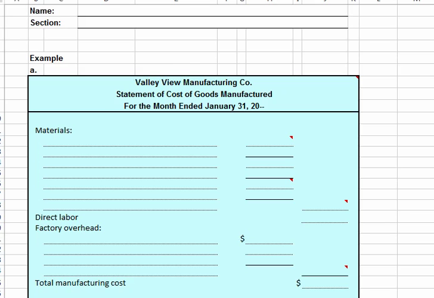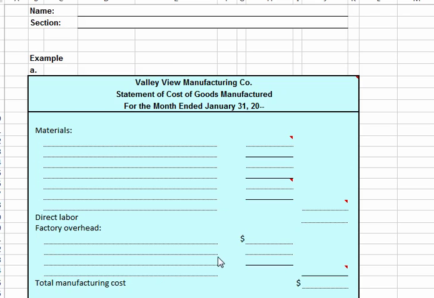Some I'm going to get from an example in the text, but you'll be able to find all of these amounts fairly easily in the problem, I think. Or some of them we're having to calculate on the statement of cost of goods manufactured. So you'll see here on the video how to calculate those. Alright, so we know when we're manufacturing a product we have really three costs: materials, labor, and factory overhead. So we'll start with materials.